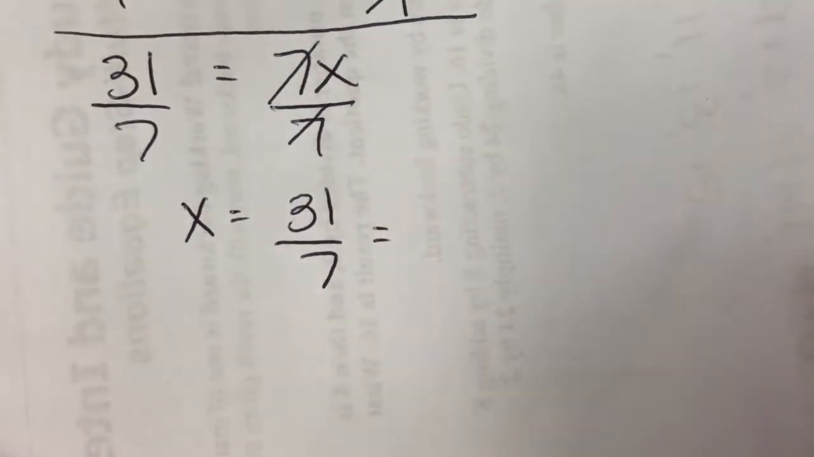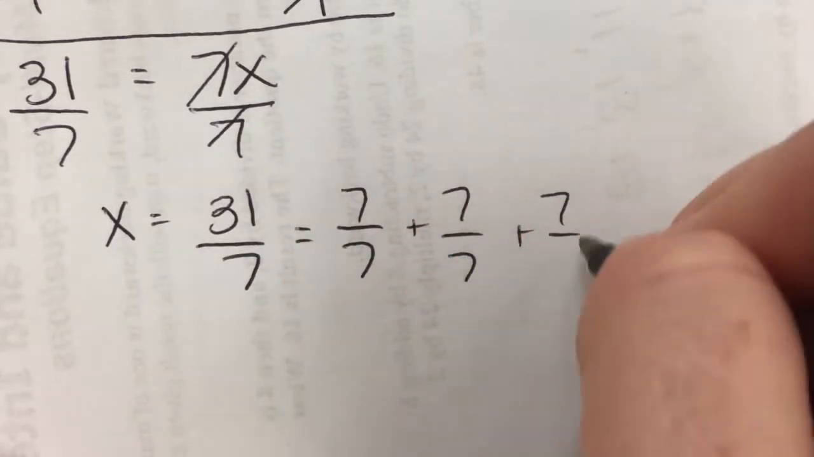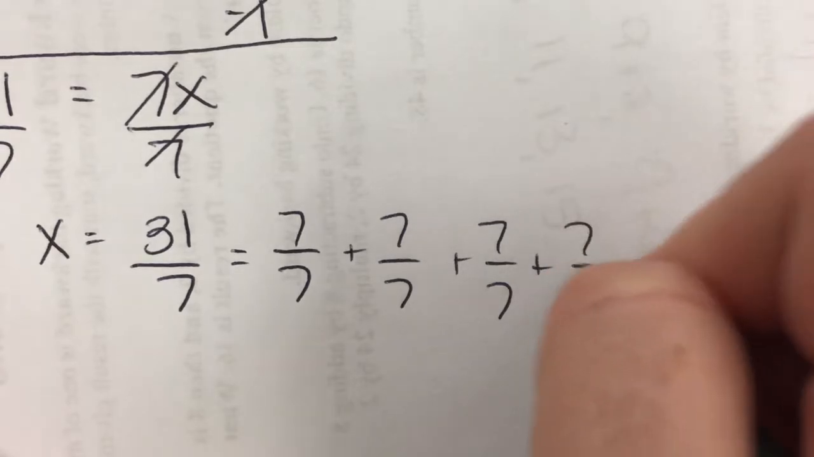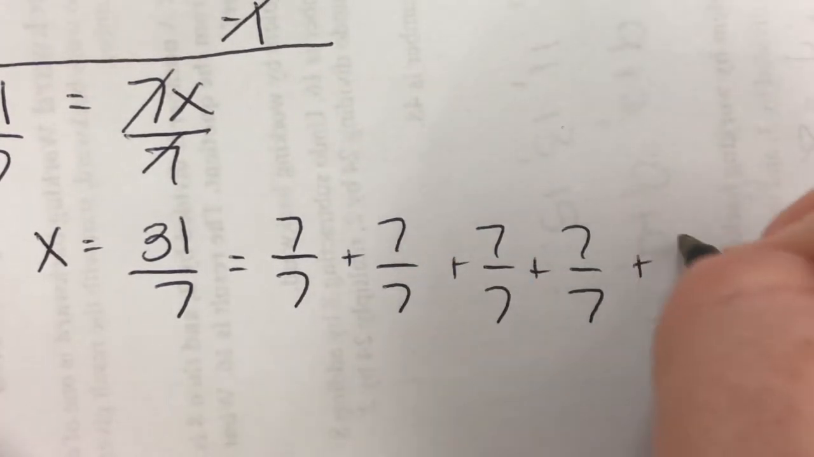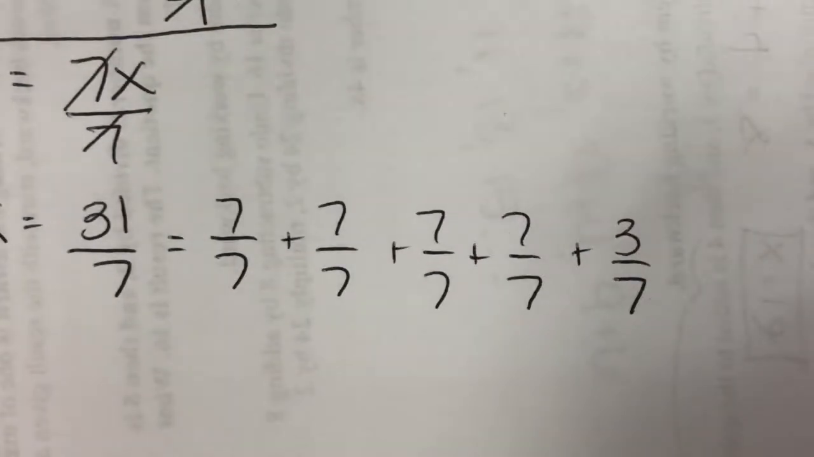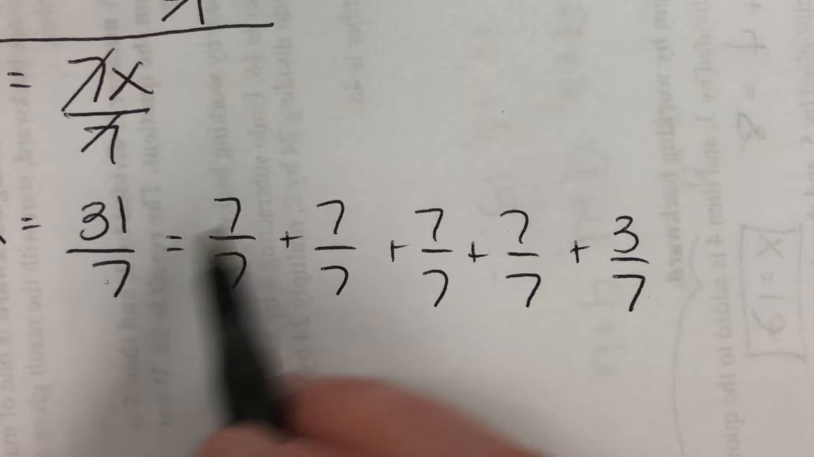So I'm going to simplify 31 over 7 into 7 over 7 plus 7 over 7 plus 7 over 7 plus 7 over 7. That's 28, 29, 30, 31 plus 3 over 7. So I just split it up into whole numbers, right? Anything over 7 is a whole number.